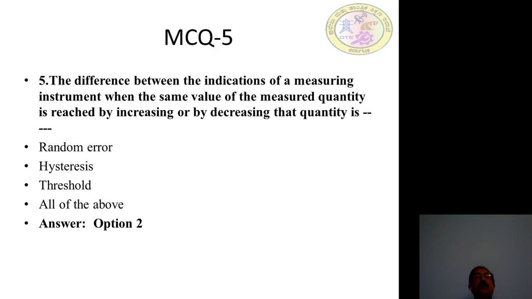Question number 5. The difference between the indications of a measuring instrument when the same value of the measured quantity is reached by increasing or decreasing that quantity is called what?